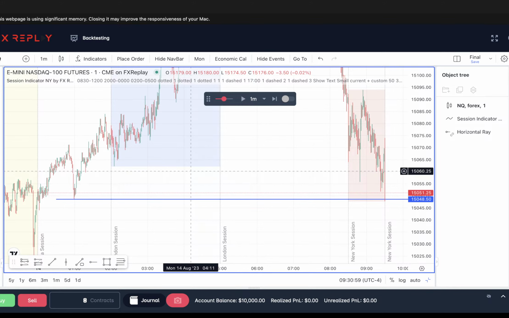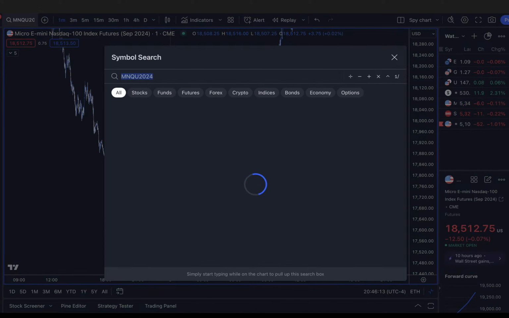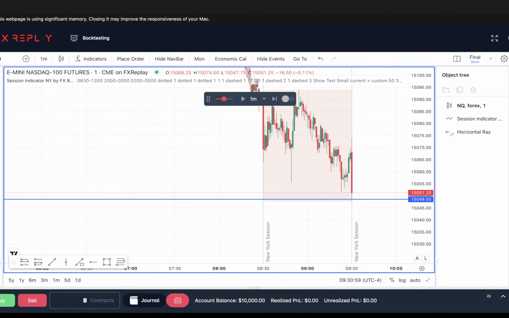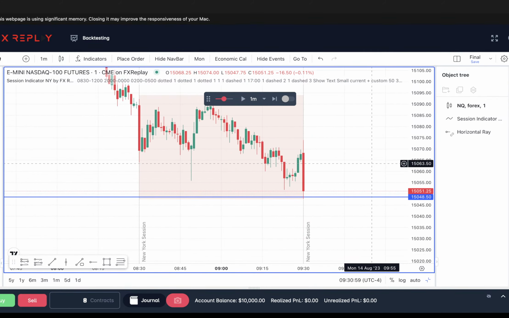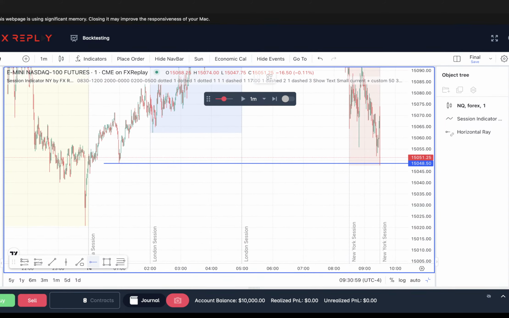NQ. So it's NQ. I trade the micros, so it's MNQ, and then you do U for September, and once you get past September, it's another letter, and I have to look it up every time. The NQ is the NASDAQ, or ES for the S&P 500. Okay, we're at a sign to either reverse from here or keep going lower.